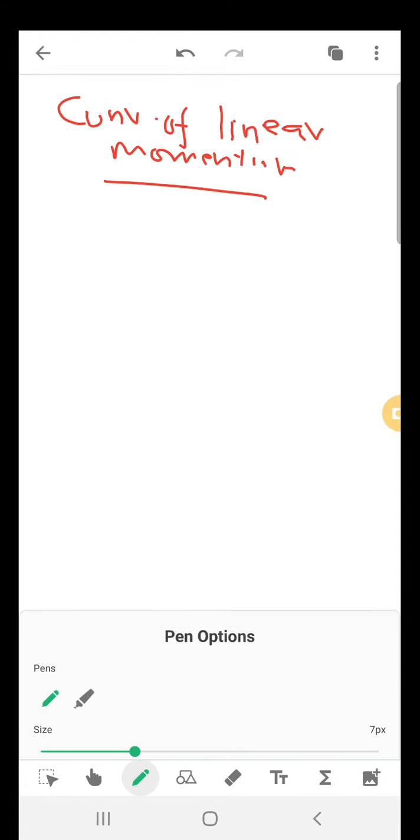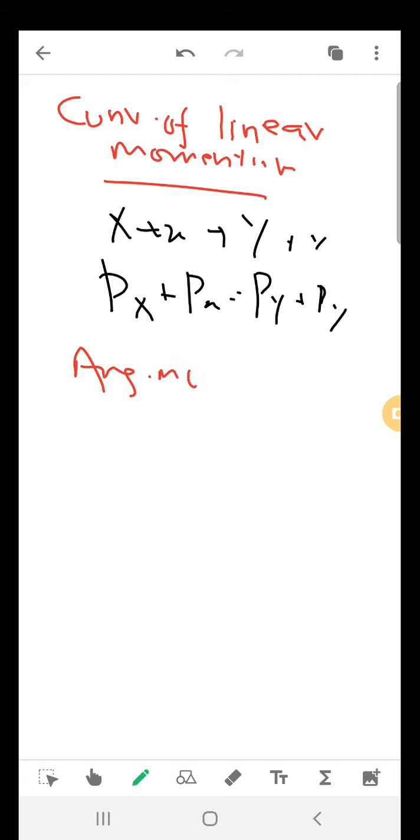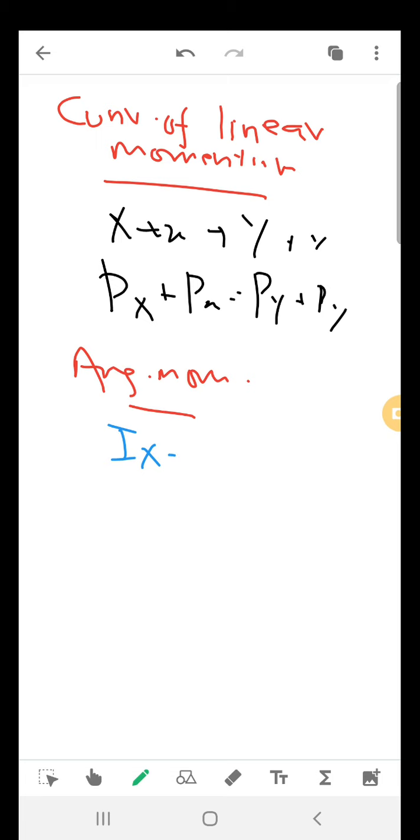This is the reaction X plus x giving Y plus y. So Px plus px should be equal to Py plus py. So the linear momentum also should be conserved, and the same is the case for angular momentum. Means Ix plus ix should be equal to Iy plus iy.